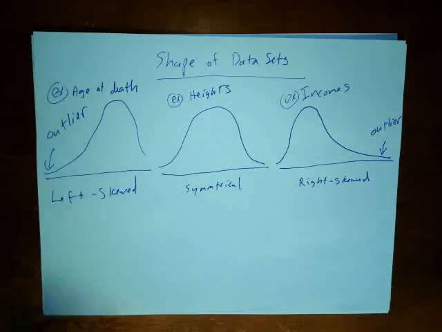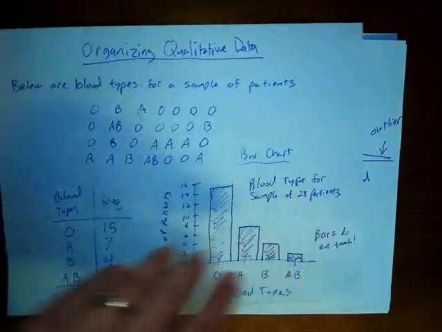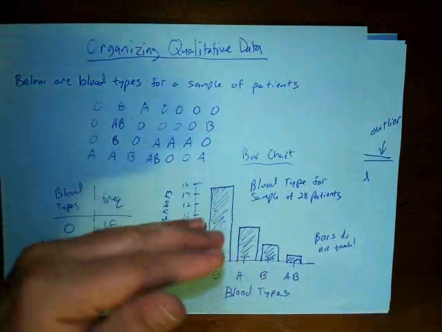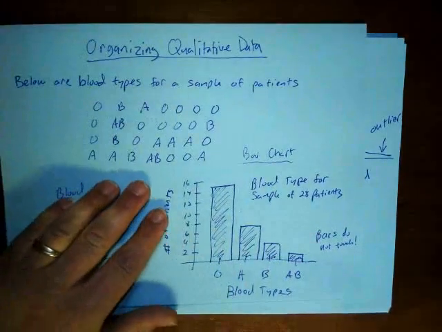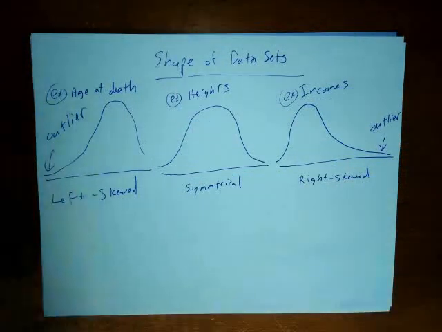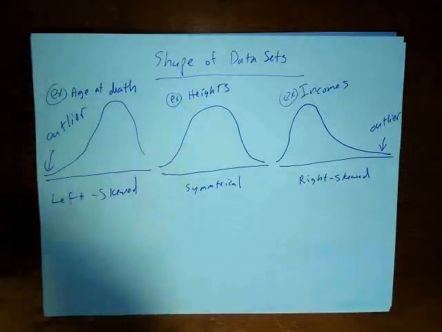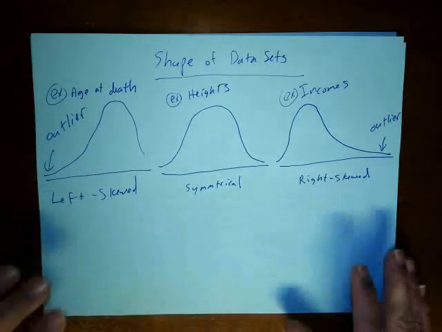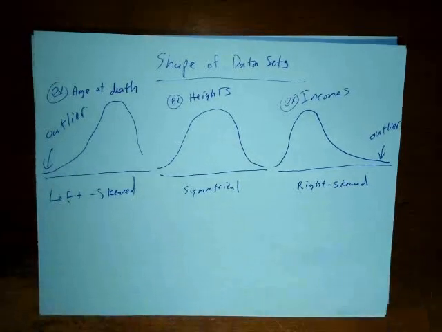Okay? The qualitative data here, we don't give it a shape because we can arrange this however we want. So I don't say that this is right skewed or anything like that. The shape of the data is just reserved for quantitative data sets. So okay, now in the next couple videos we're going to do grouped frequency distributions.